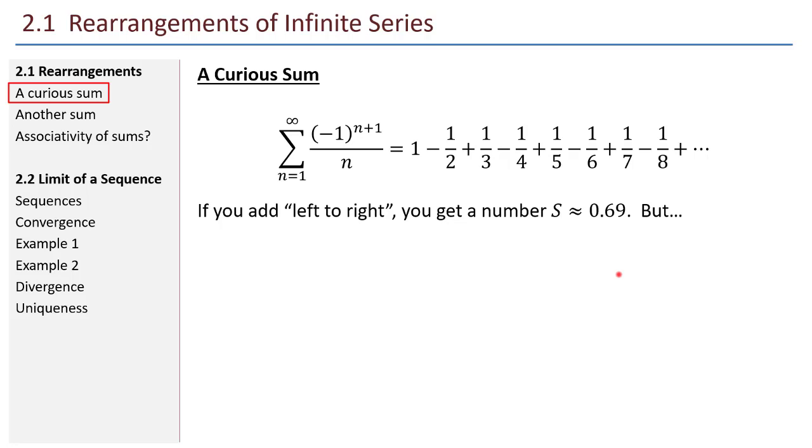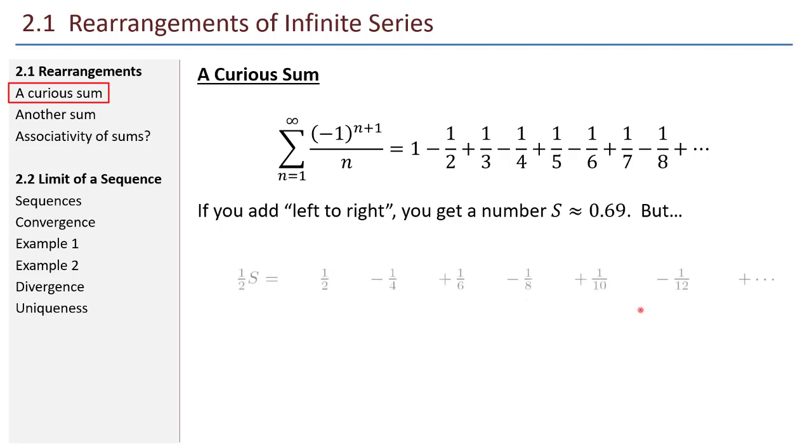2.1, Rearrangements of Infinite Series. So a series is when you add together things, and an infinite series, well, you add together infinitely many things, and weird things can happen. Take a look at this example. I have the infinite sum, n goes from 1 to infinity, negative 1 to the n plus 1 over n. When n is 1, then my solution is just 1. When n is 2, this becomes minus a half. When n is 3, plus a third, and then minus a fourth, plus a fifth, minus a sixth, and so on. Now, if you add this series left to right, you get a number that's about 0.69.